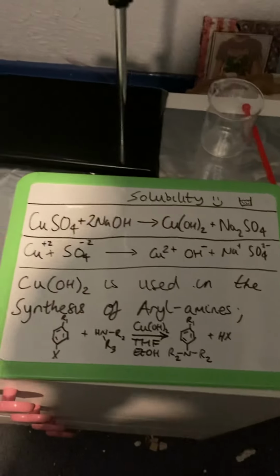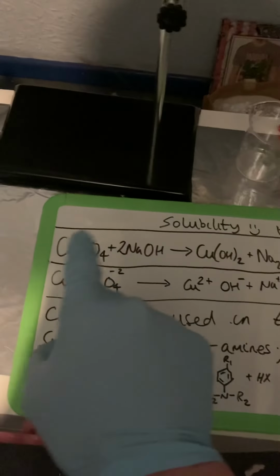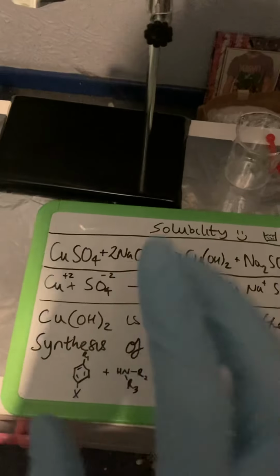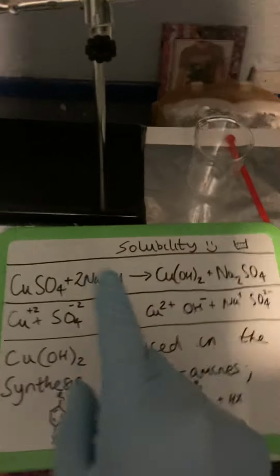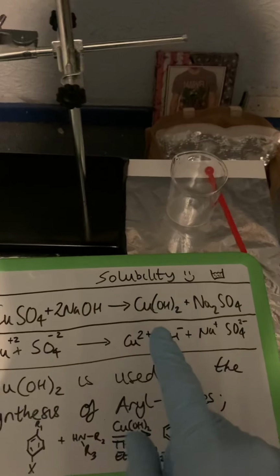Quick video on solubility here. Okay, so you have copper sulfate, which is a water-soluble copper salt. When sodium hydroxide, a strong base, is added, the copper becomes its hydroxide form here, and the sodium sulfate is formed.